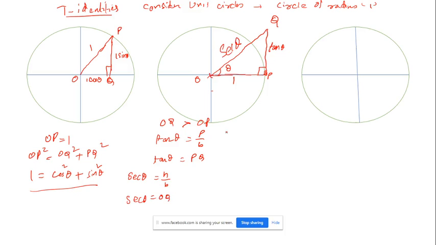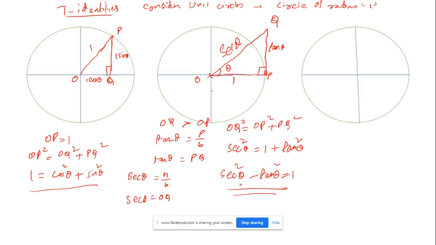When you apply the Pythagoras theorem, the hypotenuse is OQ, so OQ square is equal to OP square plus PQ square. So you will get secant square theta is equal to 1 plus tan square theta. This is the second identity. If required, you can take this tan square to the left side and make it secant square theta minus tan square theta is equal to 1. In most textbooks you will get this identity. Or else you can remember secant square theta is equal to 1 plus tan square theta. So this is the second one.